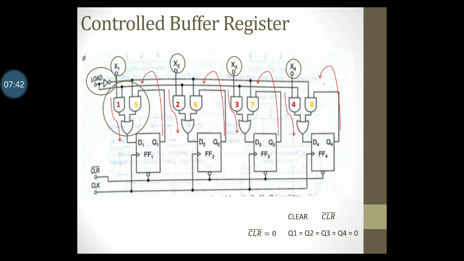Therefore, you can say that the data is circulated or retained as the next clock pulse arrives. This means that the contents of this register will remain unchanged in spite of the clock pulse. Therefore, this kind of a register is called a controlled buffer register.